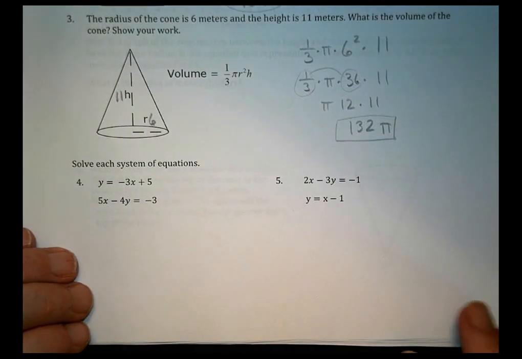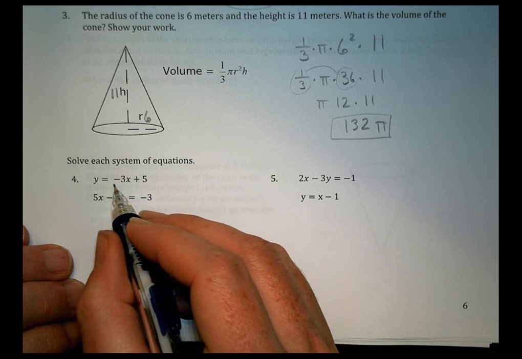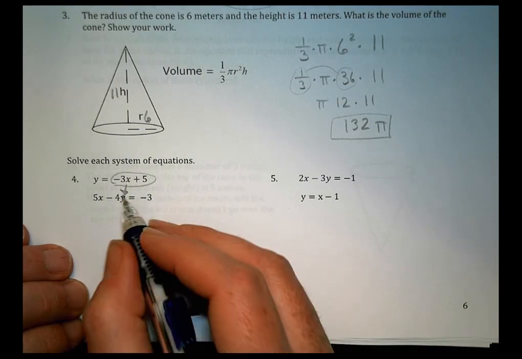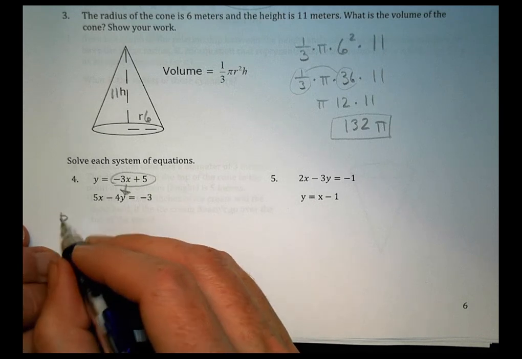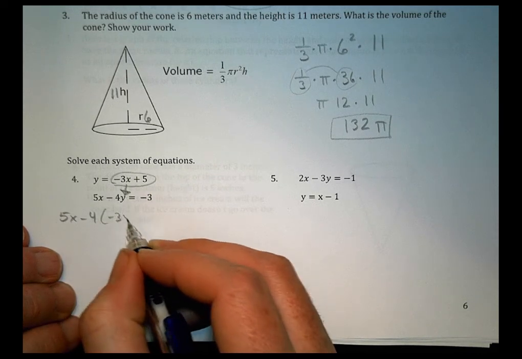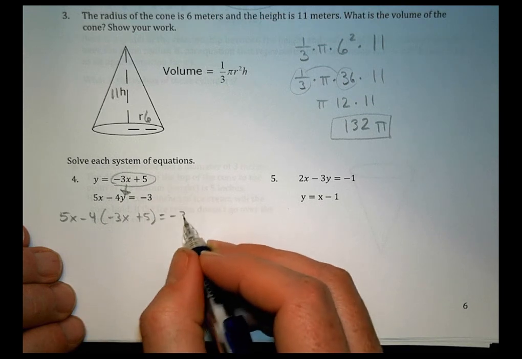Number 4 and 5, again, more systems of equations. If you haven't figured this out yet, this is an important topic in 8th grade. So we're going to take this value of y, and we're going to put it right into there to solve for x. So we write this as 5x minus 4 times negative 3x plus 5 equals negative 3.